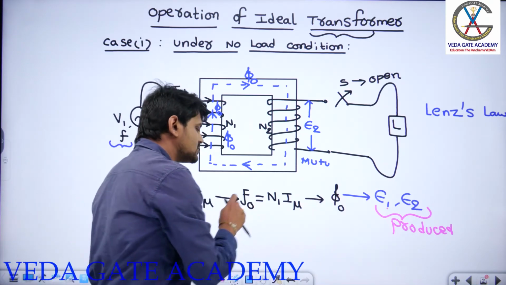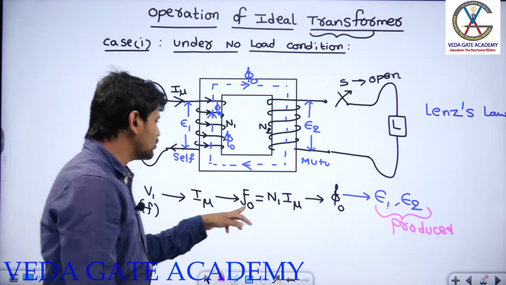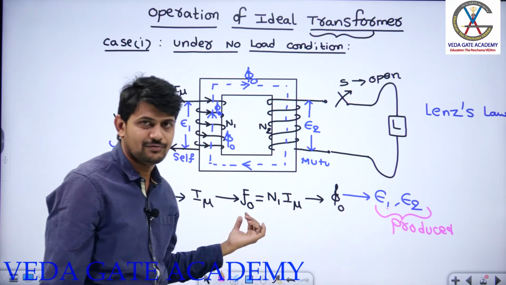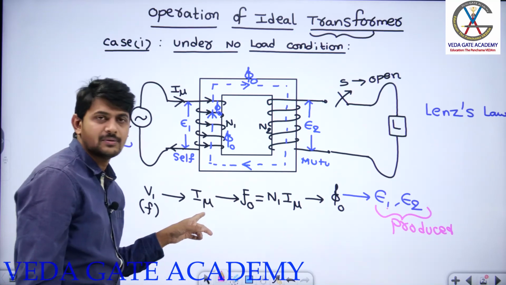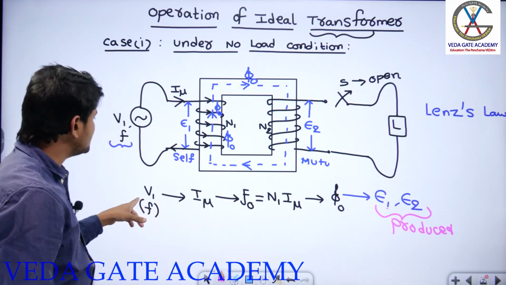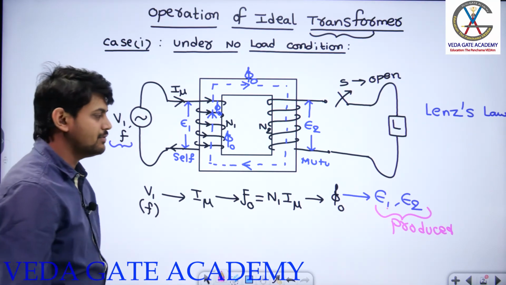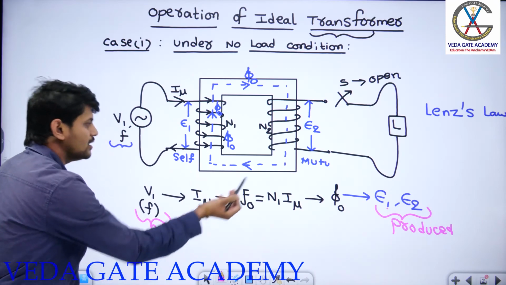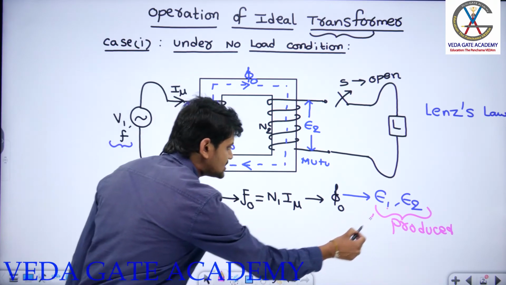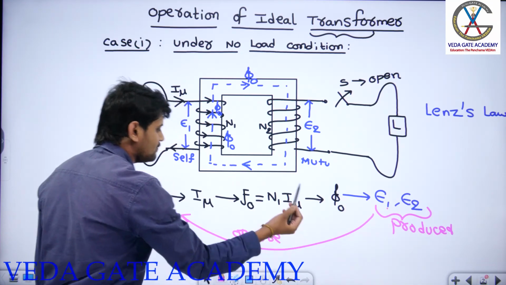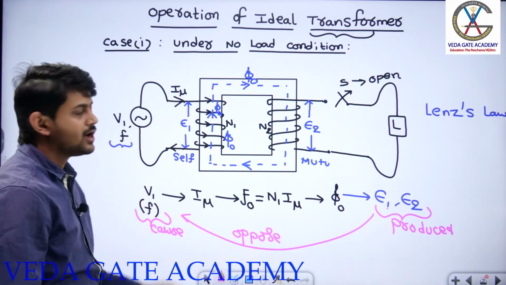And this flux is produced because of the no load MMF, which again has different dimensions. So E1 and E2 will not oppose F naught. F naught is produced because of the magnetizing current, and this magnetizing current is produced because of voltage V1. So this is the major cause for the production of E1 and E2. According to Lenz's law, these produced quantities will try to oppose the changes in V1, the applied voltage.